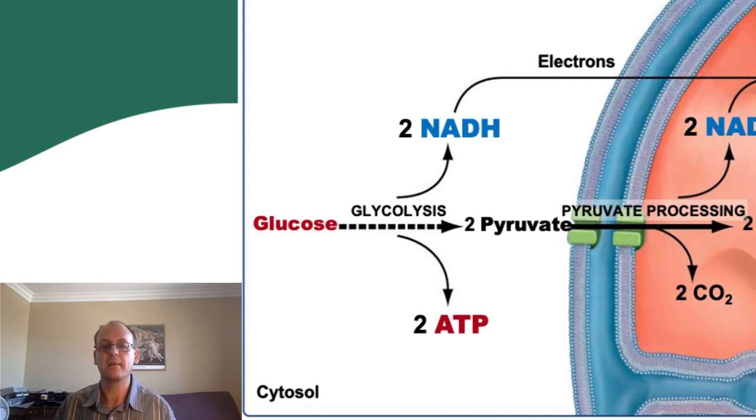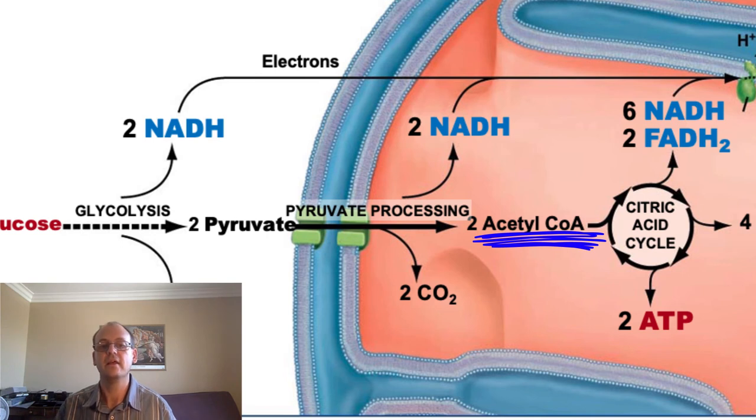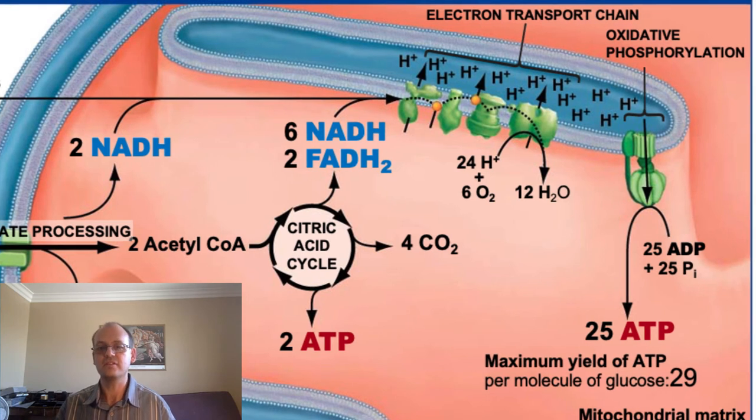The result of breaking up the glucose molecule is pyruvate, which is then transferred into the mitochondria of the cell, where it's processed into acetyl-CoA. This acetyl-CoA, or coenzyme A, then goes through a process of breaking down into carbon dioxide molecules in the citric acid cycle. The citric acid cycle produces more ATP, but mostly it transfers electrons onto NADH and a similar molecule called FADH2. These are both high-energy electron carriers.